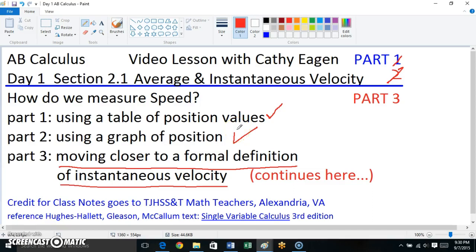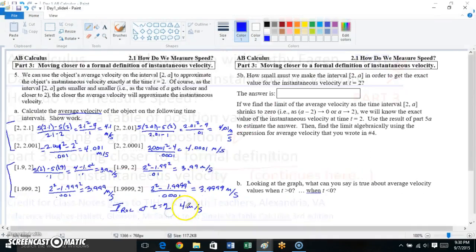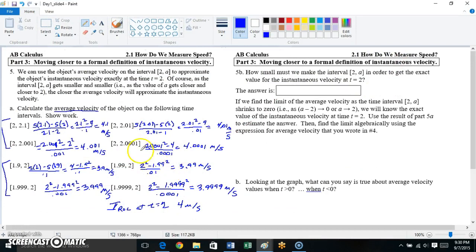Okay, continuing on, we're just looking at the intervals on either side of 2, and we noticed that the intervals on the right side of 2 got closer and closer to 4, and the intervals on the left side of 2 also got closer and closer to 4. So we're going to take a look at moving closer to the formal definition of an instantaneous velocity.